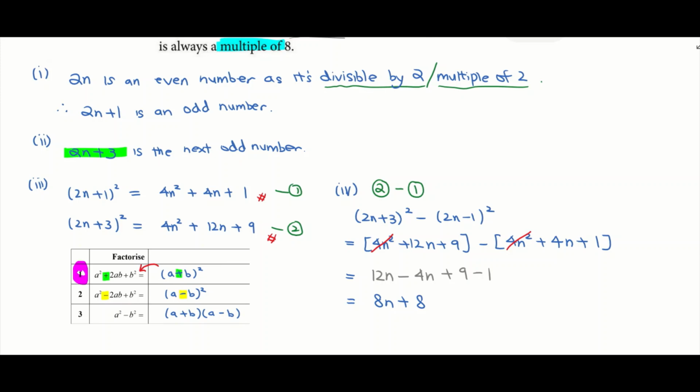Is this enough to show that it's a multiple of 8? I actually need to move one step further and factorize out the 8. And by showing this step, I have actually shown that the difference will always be a multiple of 8. So only with the last step, I am done with showing that it's a multiple of 8.